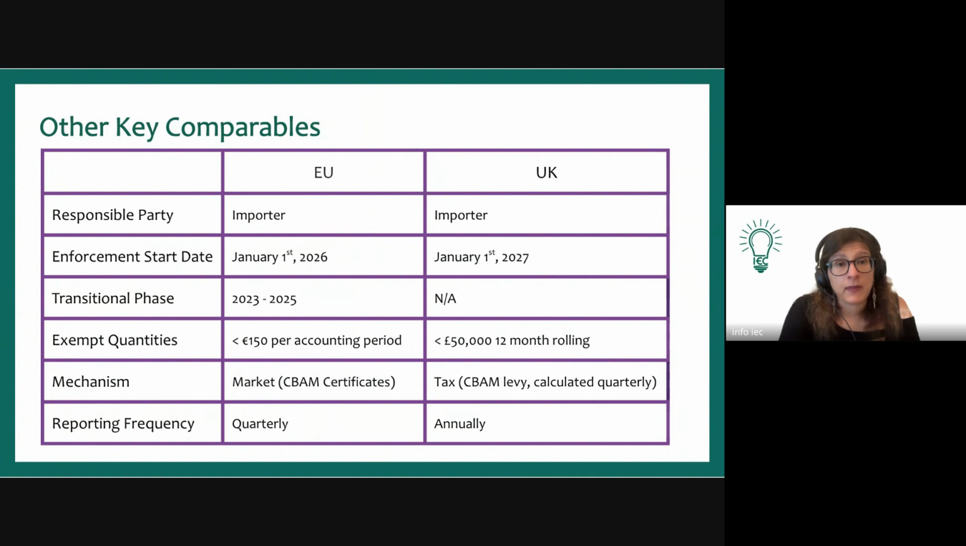In the EU, you need to report every quarter. In the UK, you need to submit a final annual report and make one annual payment. Again, less friction under the UK's regime.